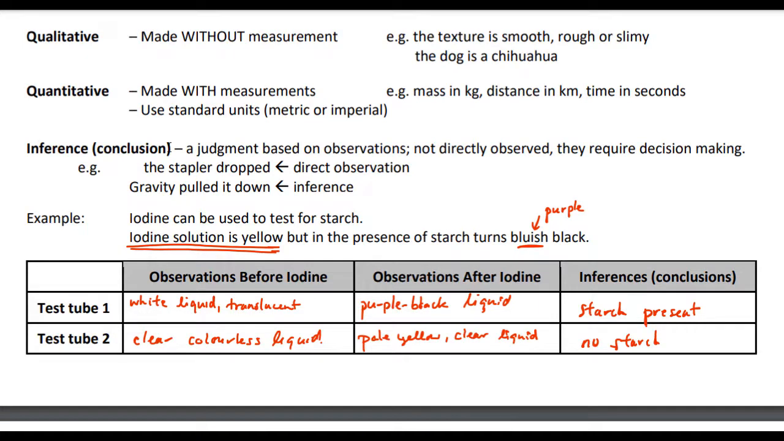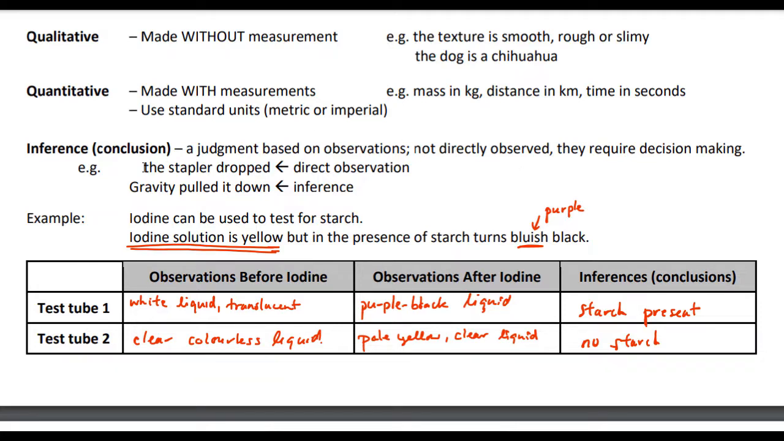An inference is basically what you conclude. What's your final judgment on what you just saw? So a judgment based on your observations. You don't directly necessarily see it. You're saying, because of all these other things that I've seen, I'm going to decide why this thing is happening.